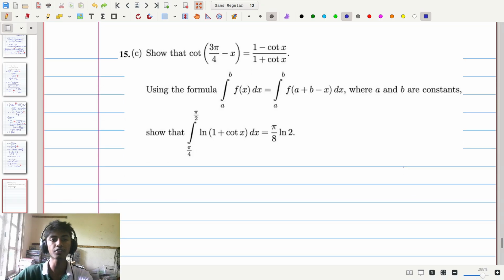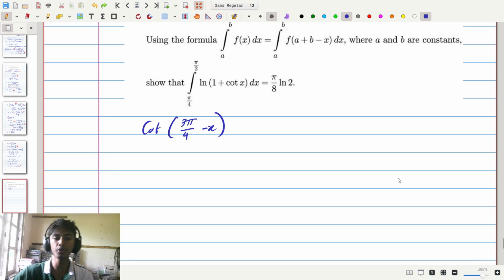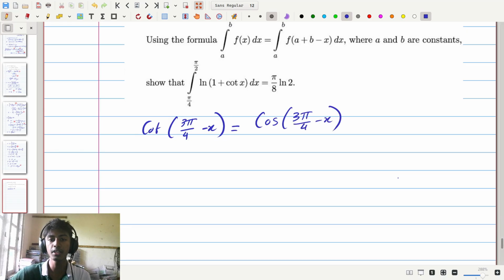Now to start with this question, let's write down this expression of cotangent of 3 pi by 4 minus x and try to simplify it down to this expression right here. So to start off, what I'm going to do is to substitute in the cotangent as being equal to the cosine divided by the sine. So I'm going to write here cotangent of 3 pi by 4 minus x being equal to cosine of 3 pi by 4 minus x divided by the sine of 3 pi by 4 minus x.